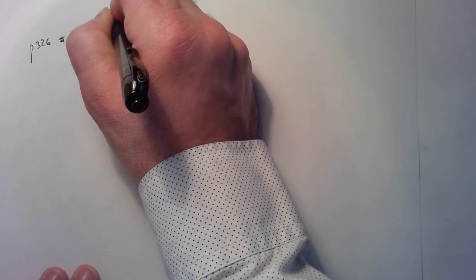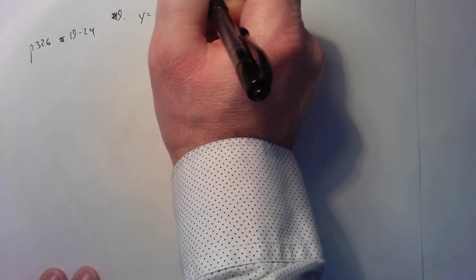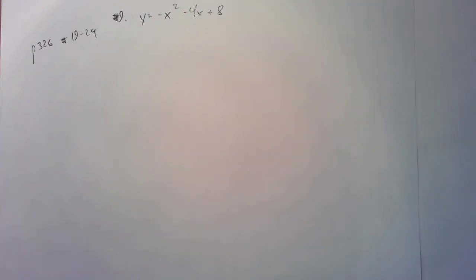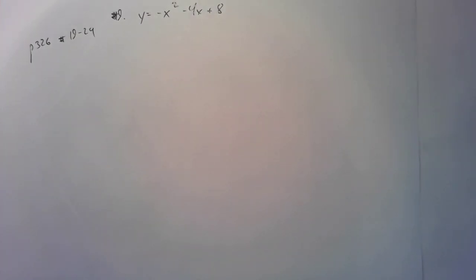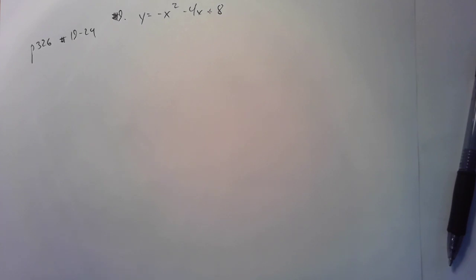So number 19 says, yeah, that's on camera. Number 19 is y equals negative x squared minus 4x plus 8. So this is vertex form that we're looking for. We want to put it in vertex form, then identify the vertex, axis of symmetry, and direction of opening.